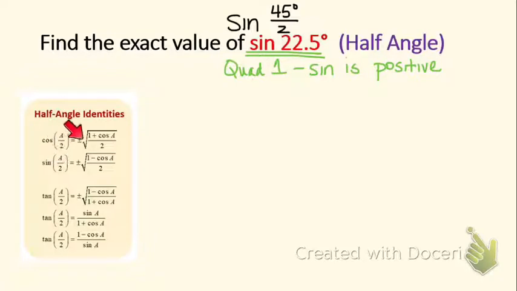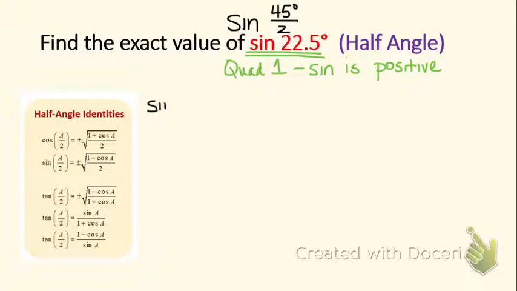So do you notice how some of them have a plus or minus in front? So if you're using one of these 3, you have to figure out if it's positive or negative based on the quadrant that it's in, okay? So because 22.5 is in quadrant 1 and sine is positive, I know that I'm using this identity and it's positive, it's not negative, okay? So let's go ahead and set it up.